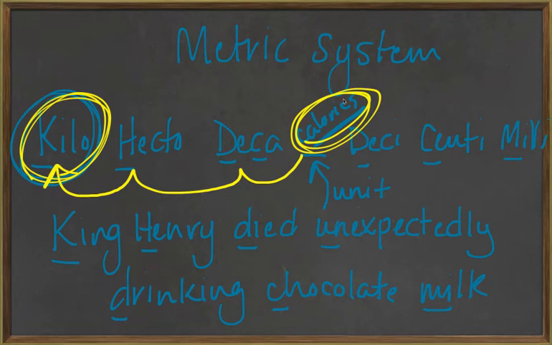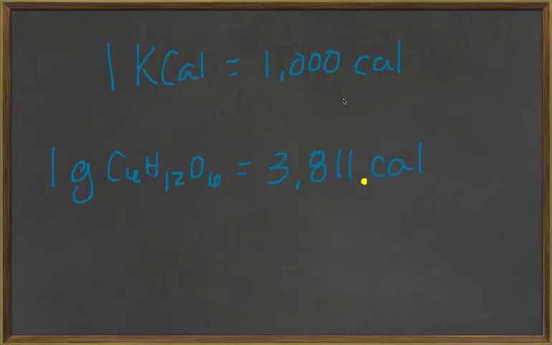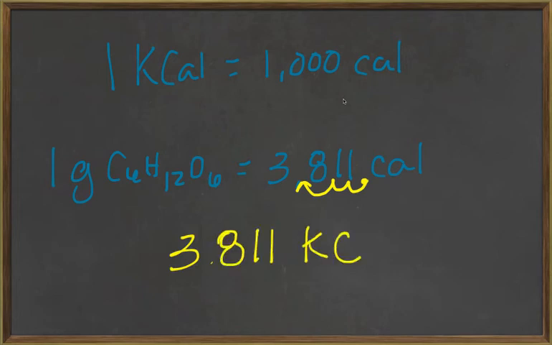So to go from calories to kilocalories, I go 1, 2, 3 spots to the left. So on my numbers, I go 3 spots to the left, and my decimal is understood to be back here. I go 1, 2, 3 spots to the left. So I know that if I break down 1 gram of glucose, I end up with 3.811 kilocalories at the end of it. And it's simple as that.